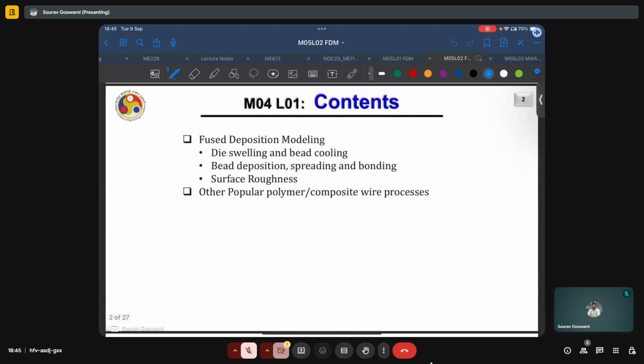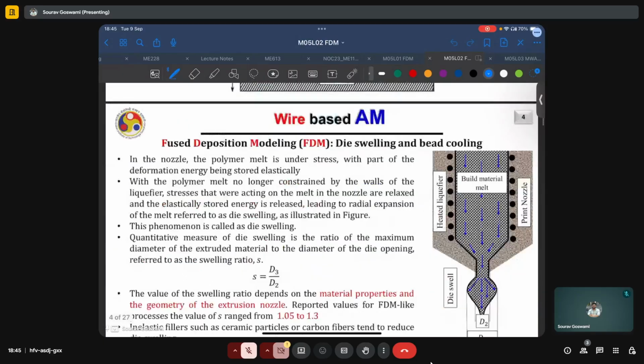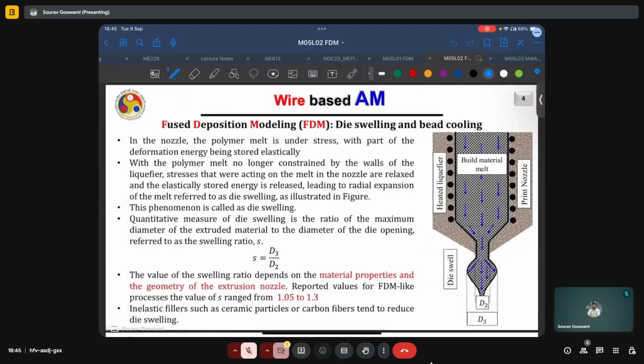Next, we look at some of the other considerations in FDM-like processes, which are die swelling, bead deposition, spreading and bonding, and surface roughness. Now, in the nozzle, the polymeric material is under stress because, as we discussed, for most solids, the melting process is accompanied by an increase in volume. However, the volume of the liquefying region itself is fixed, so the molten polymer will be under compressive stresses with part of the deformation energy being stored elastically.